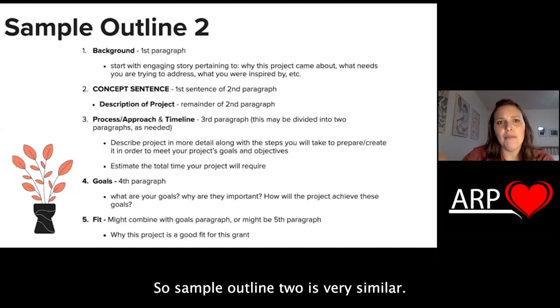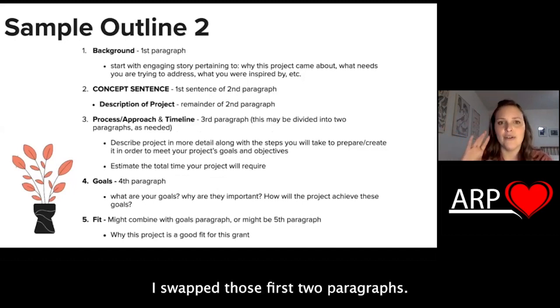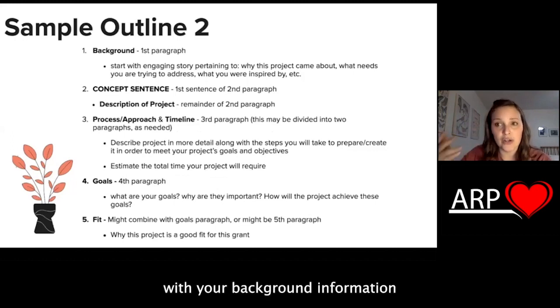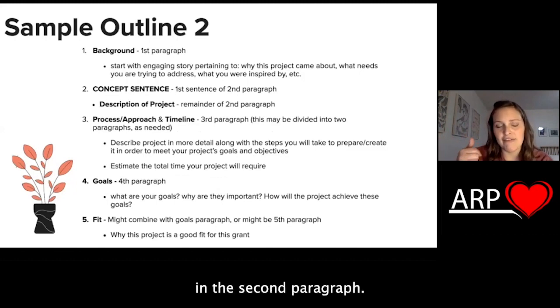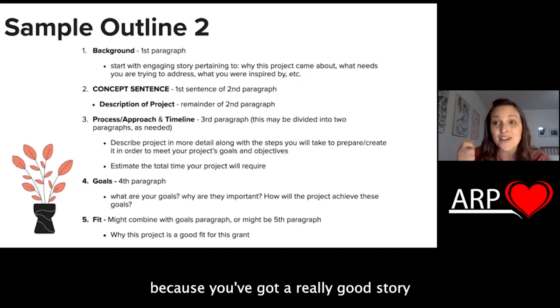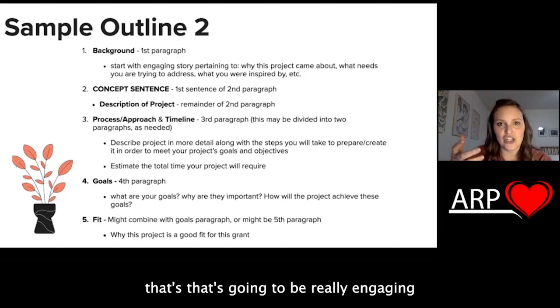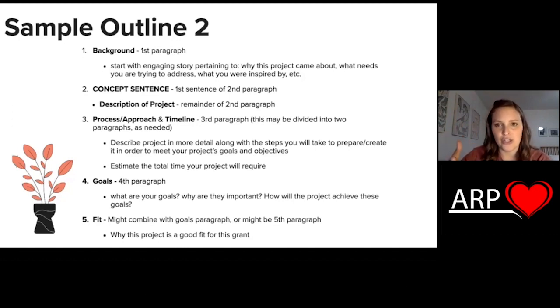Okay, so sample outline 2 is very similar. Just as an example, I swapped those first 2 paragraphs. So in this example, you would start with your background information and then get to your project description in the second paragraph. Now, if you do this, you should only do this because you got a really good story, a very inspiring background or something like that, that's going to be really engaging and demonstrate your passion really well to your granting institution.